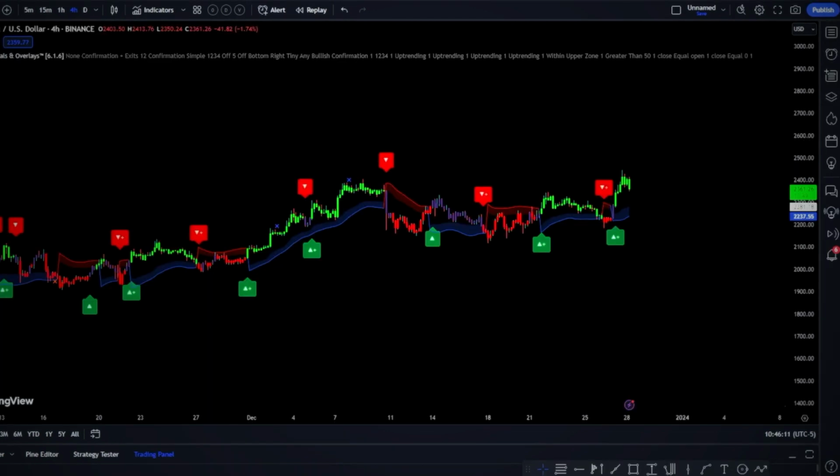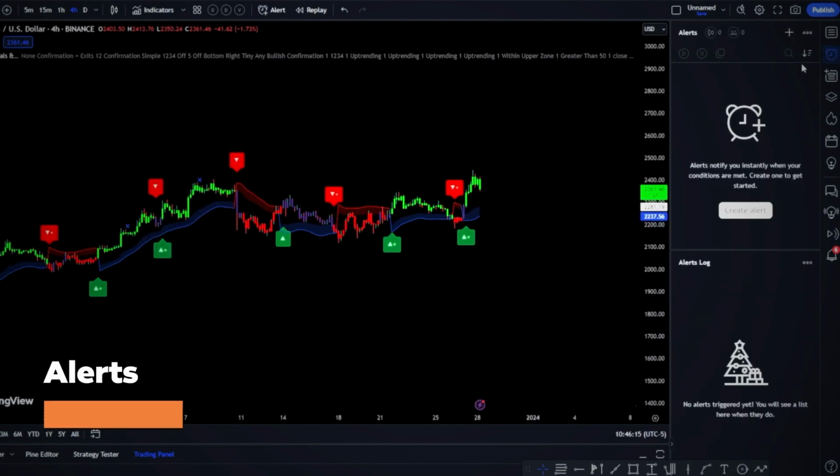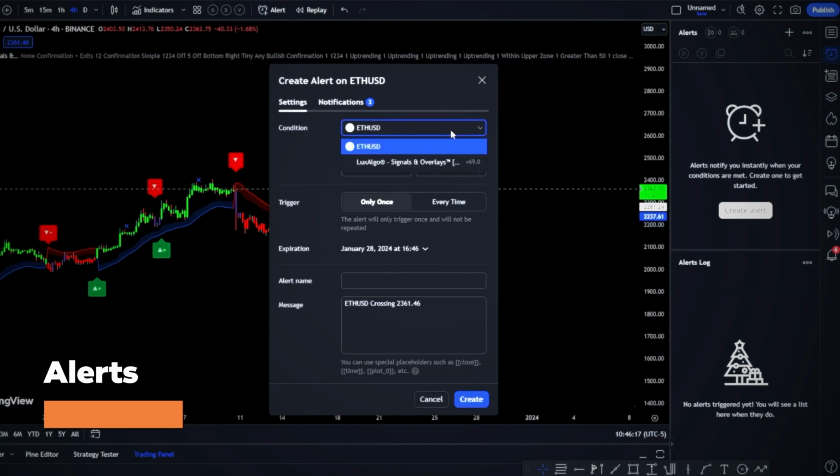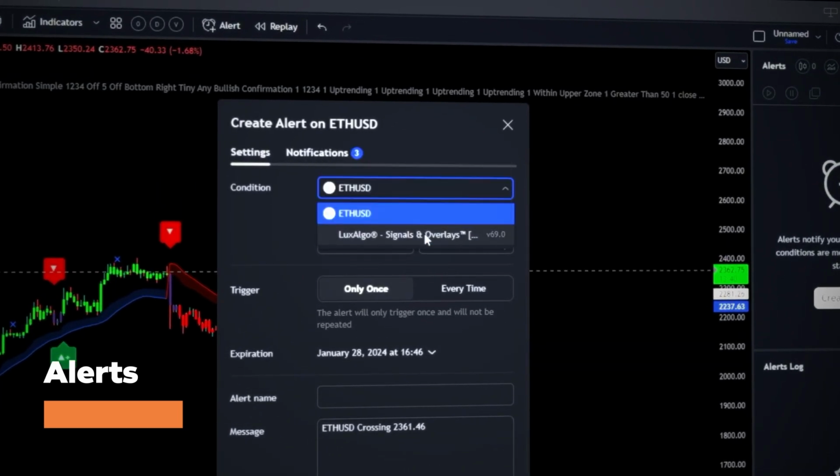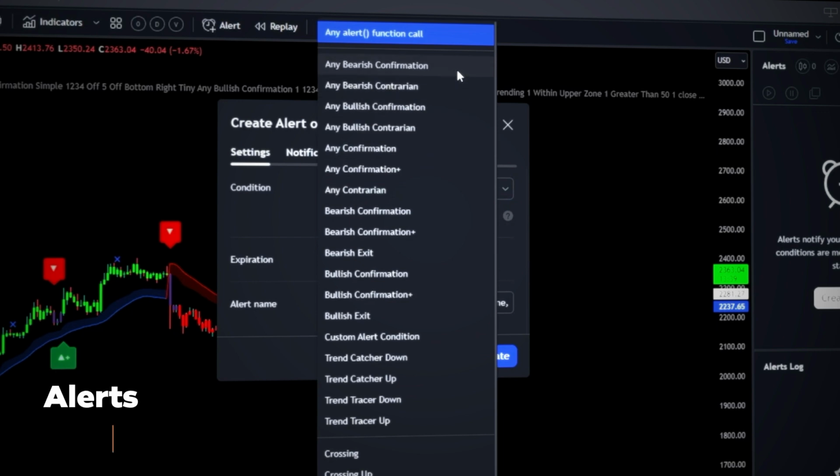So far, everything on this indicator involves you being active at your computer. But there's actually a little secret hidden gem. This indicator has alerts. This will give you the option to get an alert or be notified whenever a specific signal is created, and you can determine what signal that is.